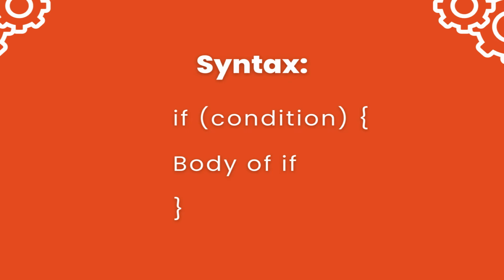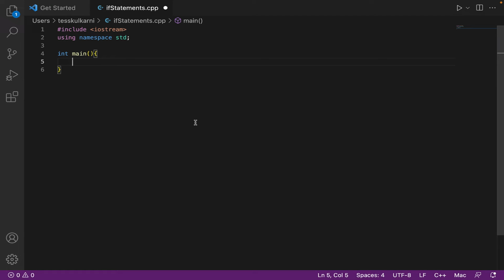Let's take a look at an example. Let's say that I have two integer variables. One of them can be int num1 is equal to 15, and the other one can be num2, and we can set that equal to 19. Now let's say that I want to print out the statement hello world only if num1 and num2 are equal to each other. So to do this, I can use an if statement.